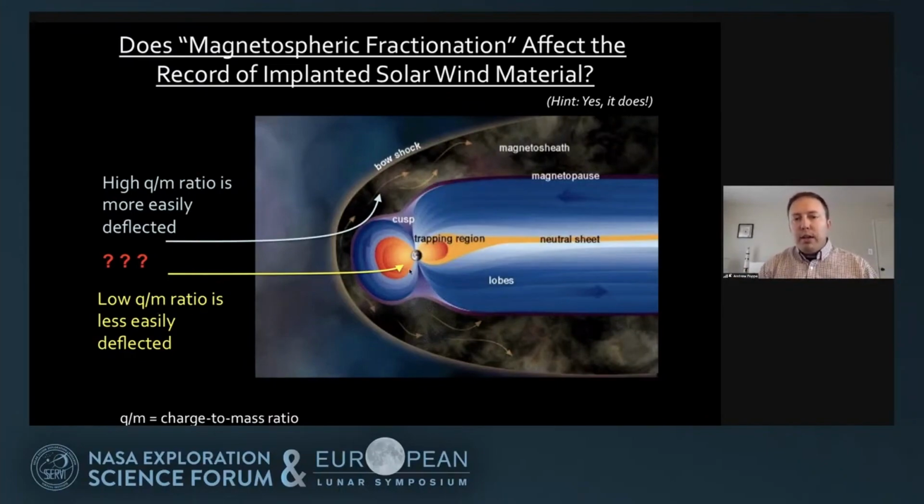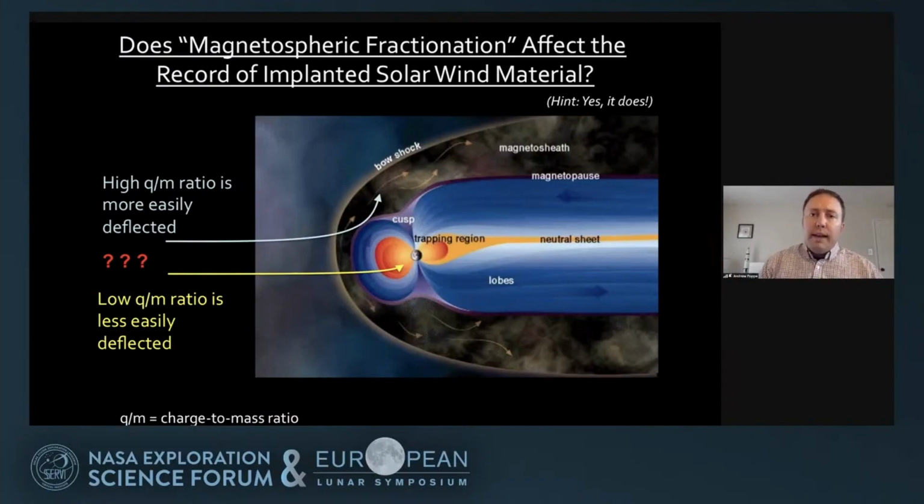Are they able to penetrate a little bit more and get down to the surface? And there you could stretch out this fractionation as a function of mass as well as charge to mass ratio. So the hint here is that, yes, this absolutely does impact the flux of material down to the lunar surface.